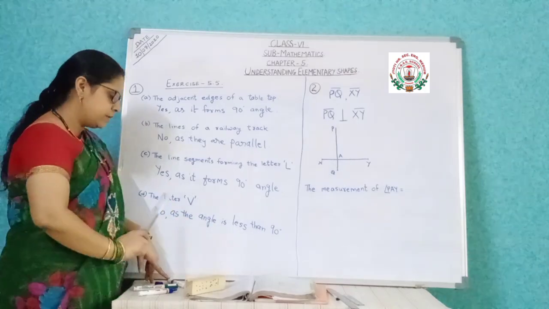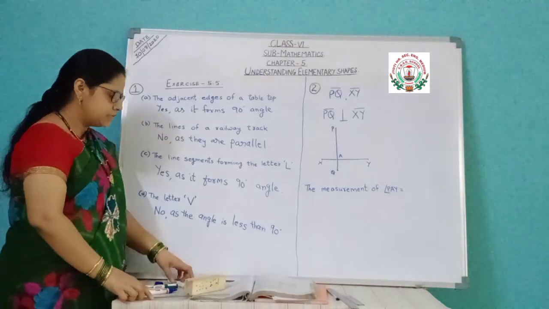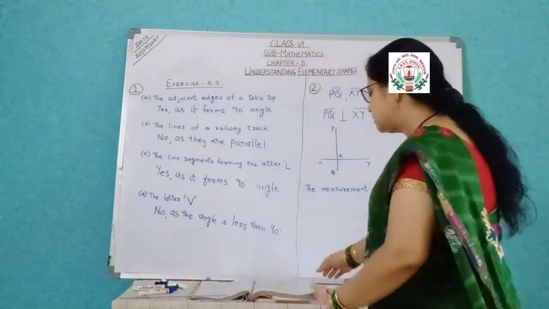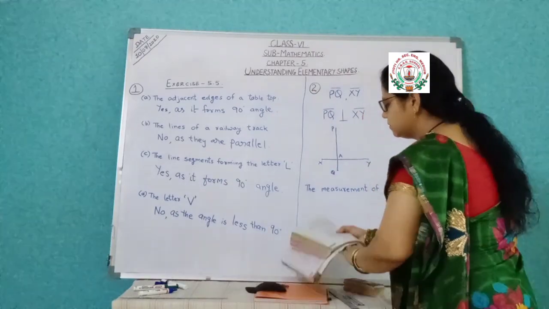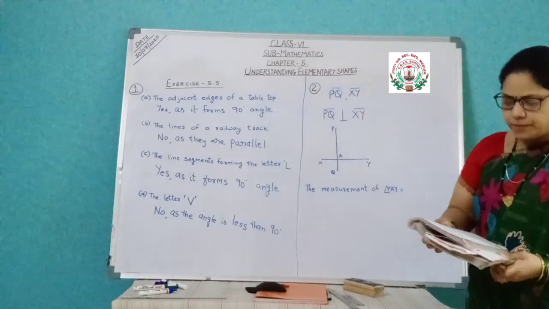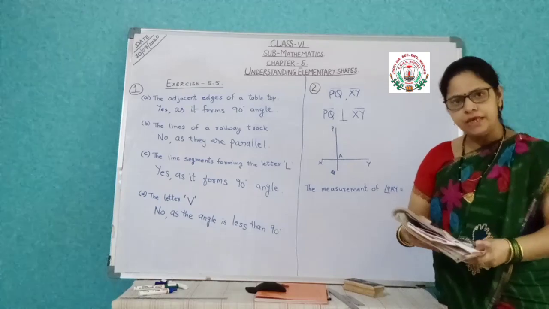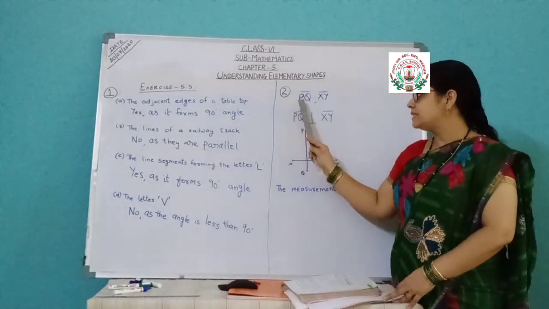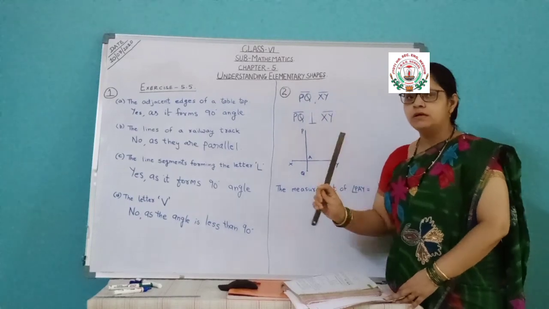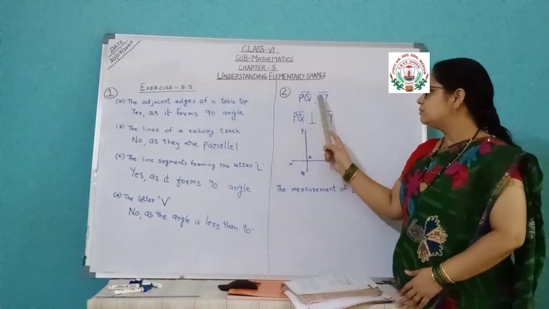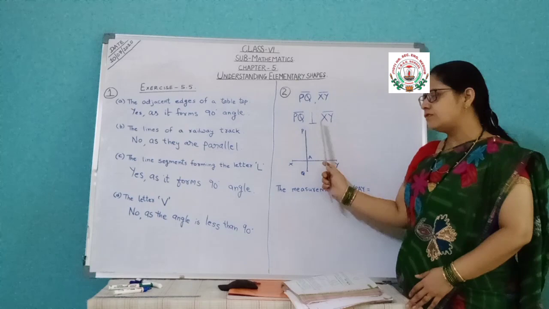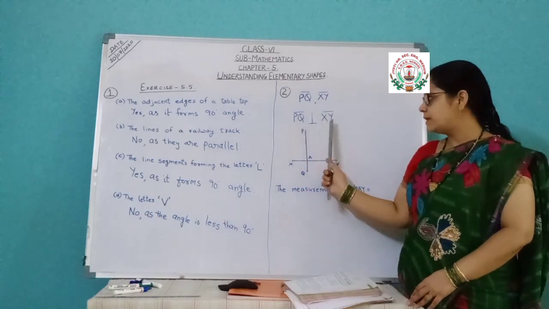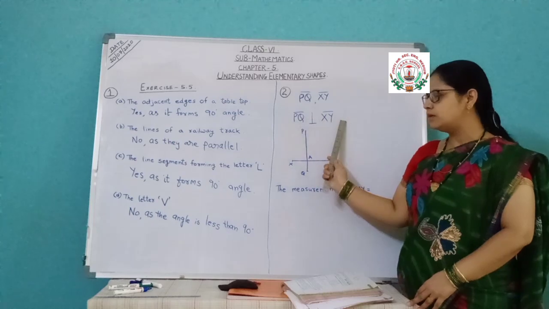So we have completed the first question. Now the second. The second question is this. Let PQ be a line segment. So the two line segments are given, PQ and XY. And what is given? PQ is perpendicular to XY. This is the symbol of perpendicular, as I have told in the definition. So PQ is perpendicular to XY.